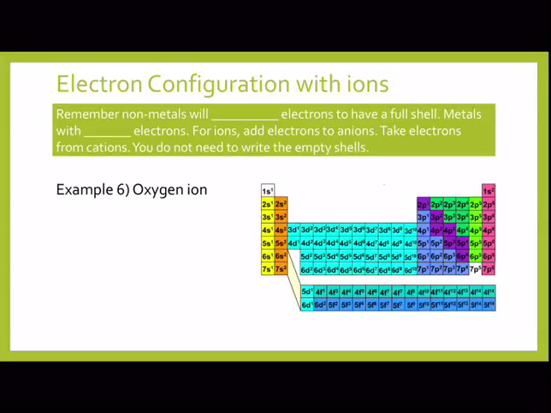So remember that nonmetals will gain electrons to make a full shell, and metals will lose electrons. So for ions, you're going to add electrons for anions and take electrons from cations. So an oxygen ion starts out with 8 electrons. It's an anion, so we add those 2 extra, and we have 10 total. So we have 1s2, 2s2, and 2p6, since it added 2 more electrons.